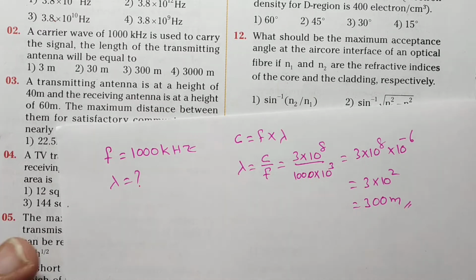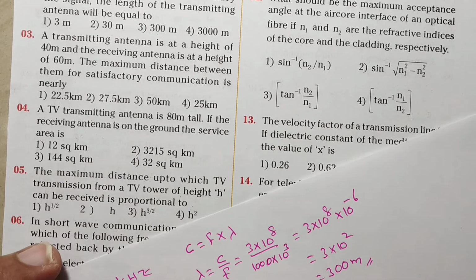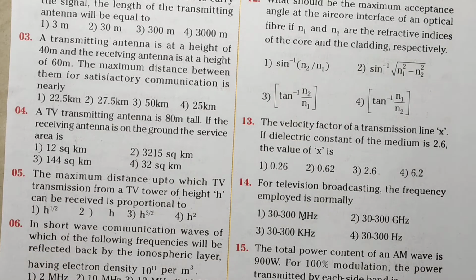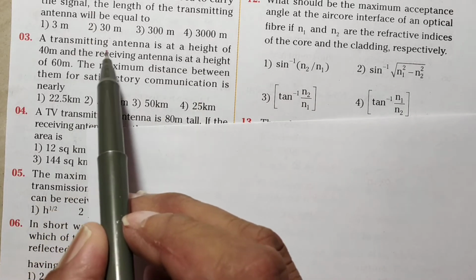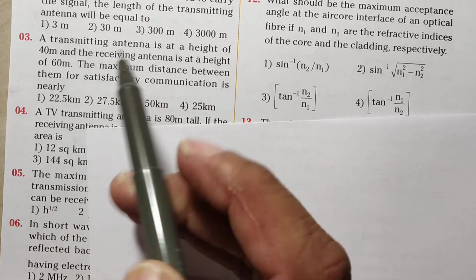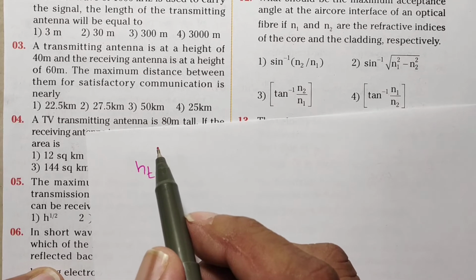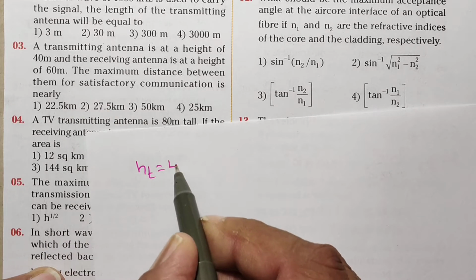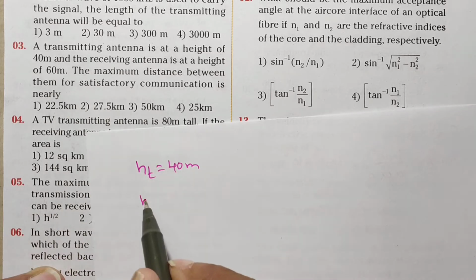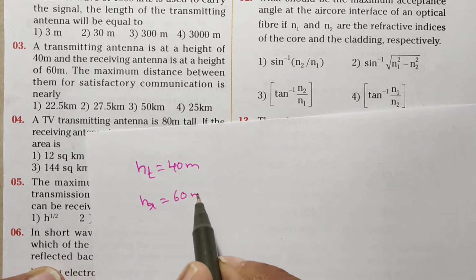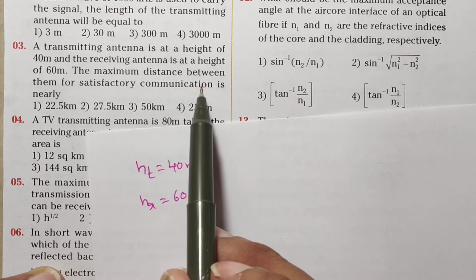Now look at the third question. A transmitting antenna is at a height of 40 meters. The height of the transmitting antenna, HT, they have given is 40 meters, and the receiving antenna is at a height of 60 meters. HR they have given is 60 meters. The maximum distance between them for satisfactory communication is?